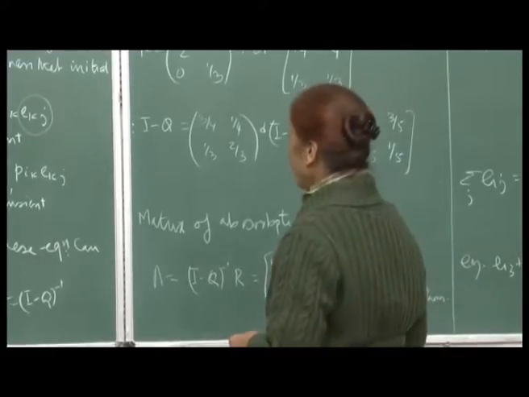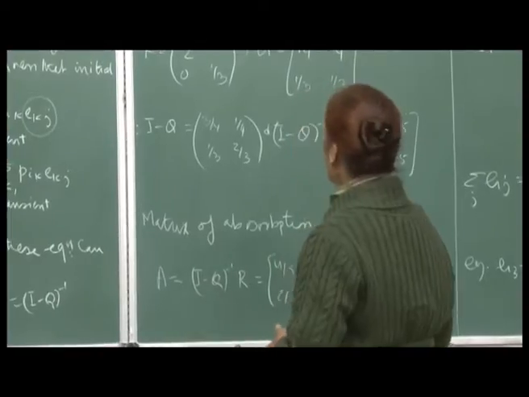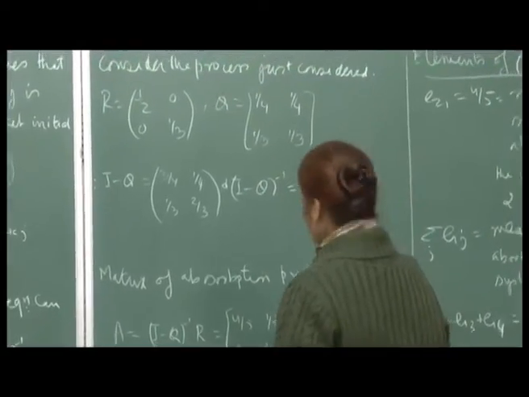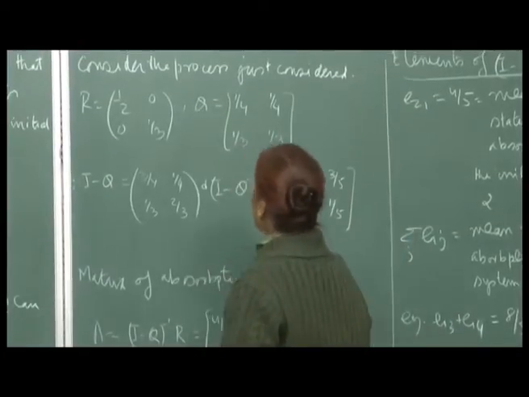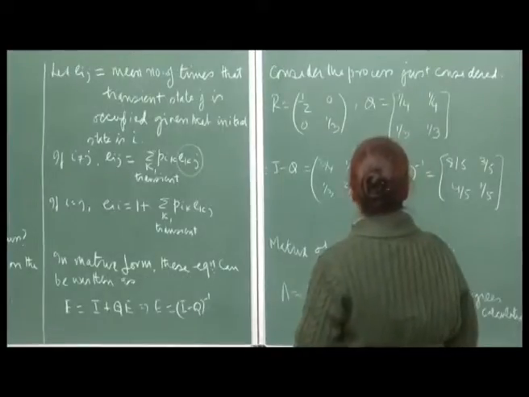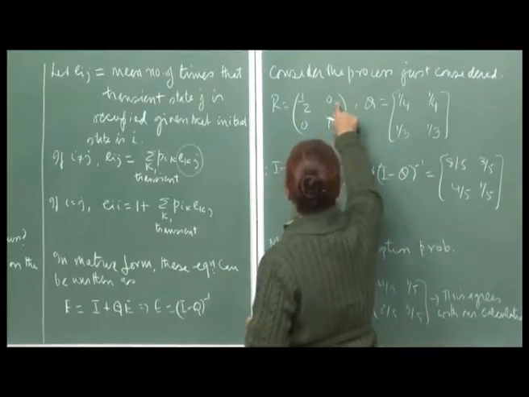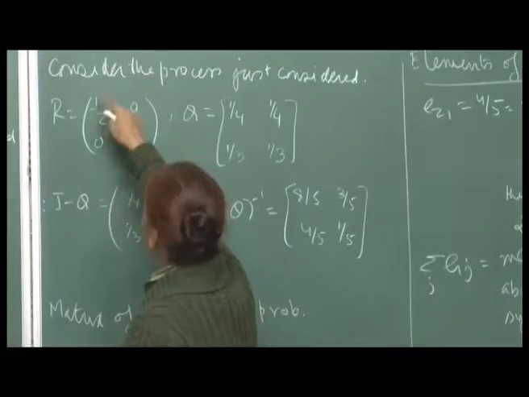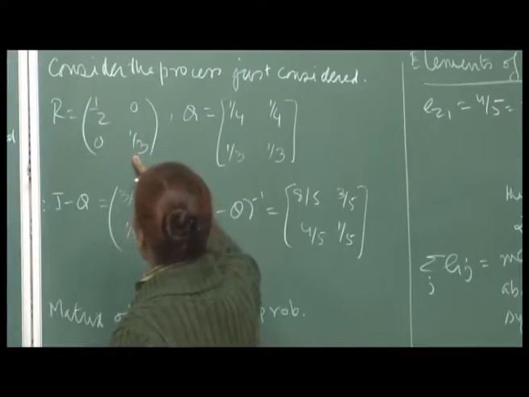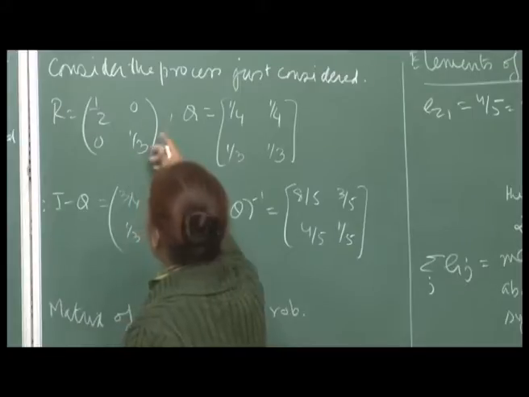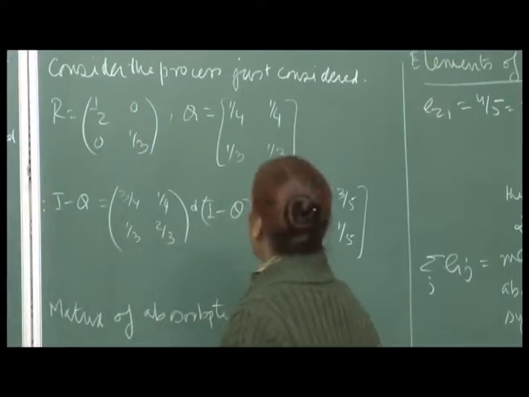And let us just look at the entries of (I minus Q) inverse for the example that we were discussing, just with 4 states where 2 were transient and 2 were absorbing. So, in that case your R was 1/2 and 0 and 0 1/3. This was going from 1 to 1, and this was going from 2 to 2. 1 and 2 were transient, and 3 and 4 were absorbing, right.